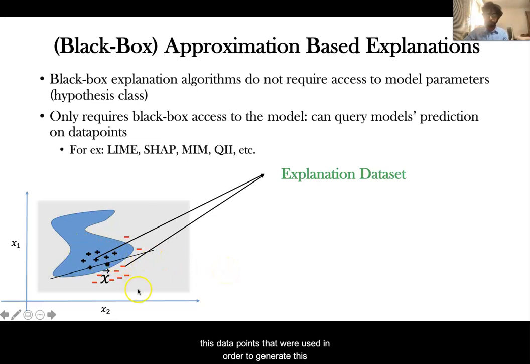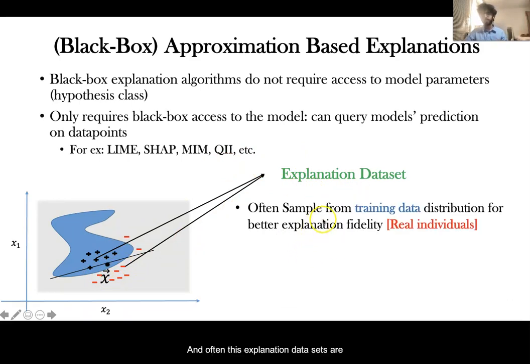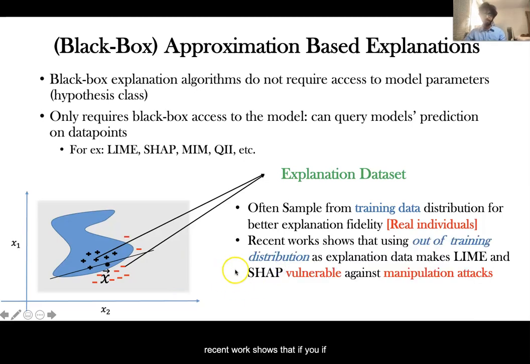These data points that were used in order to generate this explanation at X are also referred to as the explanation dataset. And often these explanation datasets are sampled from the training distribution for better explanation fidelity. Therefore, it consists of real individuals. Recent work shows that if an explanation algorithm uses out of training data distribution points as explanation data, that can make it vulnerable against manipulation attacks and can also lead to meaningless explanations.